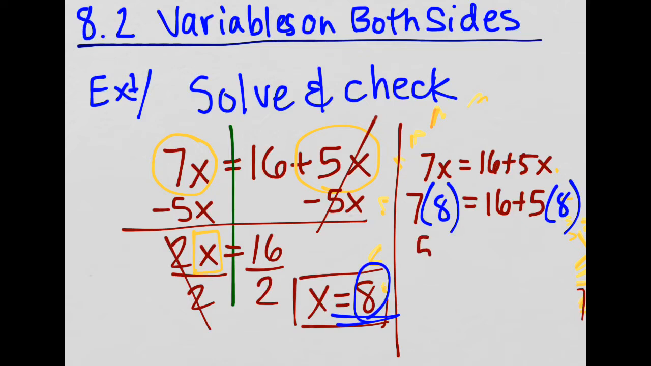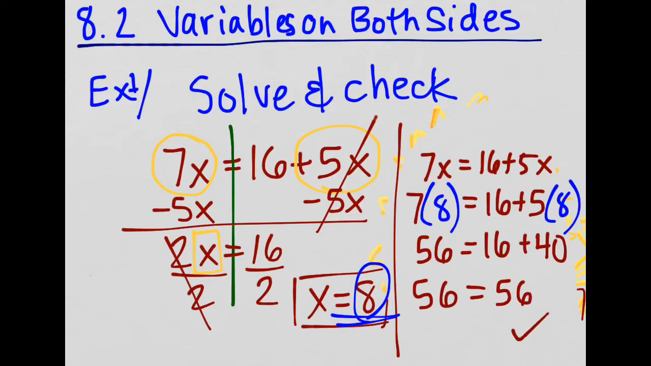So 7 times 8 gives me 56, and now I have 16 plus 40, and that gives me 56 equals 56. Is that true? Yes, perfect. So x is equal to 8. All right, does that make sense on that first example?